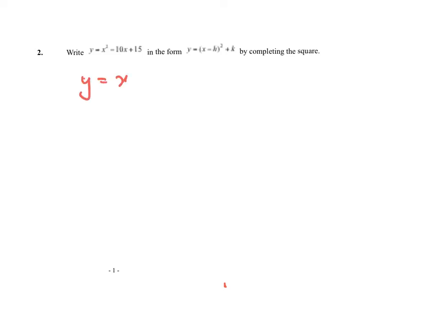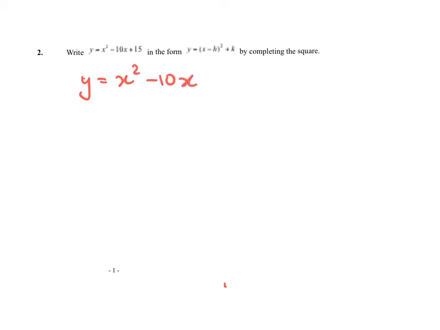So question 2. Question 2 is, write y equal x to the power of 2, take away 10x plus 15, in the form x take away h, everything to the power of 2, plus k, by completing the square. So, in order to use the method called completing the square, what we're going to do here, it's y equal to x to the power of 2 take away 10x.